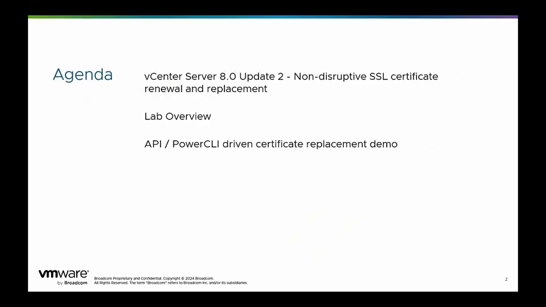The first thing we're going to do is check out the vCenter Server 8.0 Update 2 release notes, which call out a new feature of non-disruptive SSL certificate renewal and replacement. We're going to look quickly at a lab that we've set up to do this demo in. And then finally, we're going to use the API to replace the SSL certificate on the vCenter server in this lab.